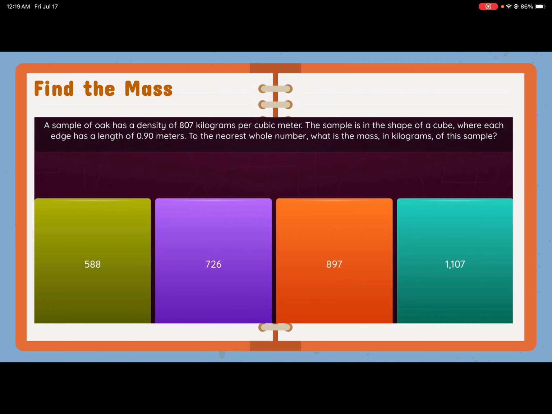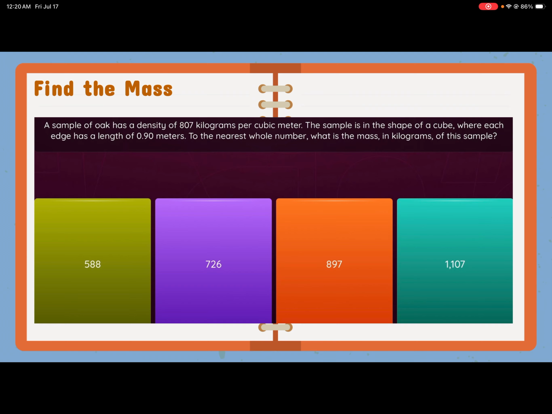So for example, we have a density question, and density questions are pretty common because they line up with chemistry, and also it really tests your comprehension on what unit they want you to find. So we have this density here of kilograms per cubic meter, so kg over m cubed, and we also have the samples in the shape of a cube. Each edge has a length of 0.90 meters. So to the nearest whole number, what is kilograms?